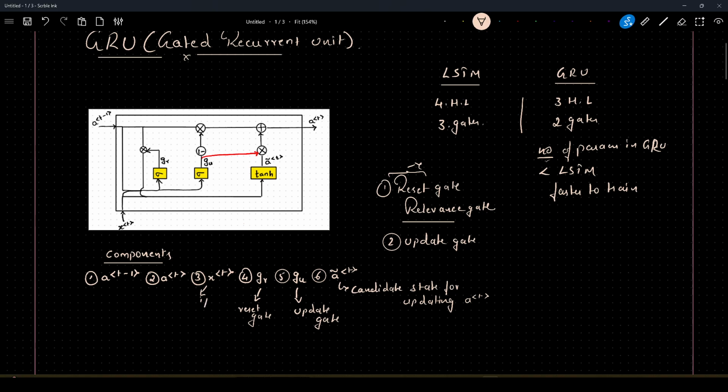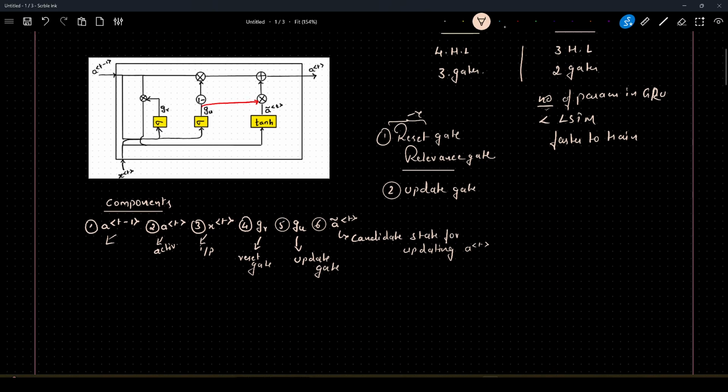This is input, this is activation at time step t, or you can say cell state at time step t, and this is from time step t minus 1. Remember, all of these are vectors. Except xt, the dimension of gr will be equal to the dimension of gu, equal to the dimension of at, equal to the dimension of at minus 1, and also a bar t. All these will be of the same dimension. And also remember, these are all vectors.